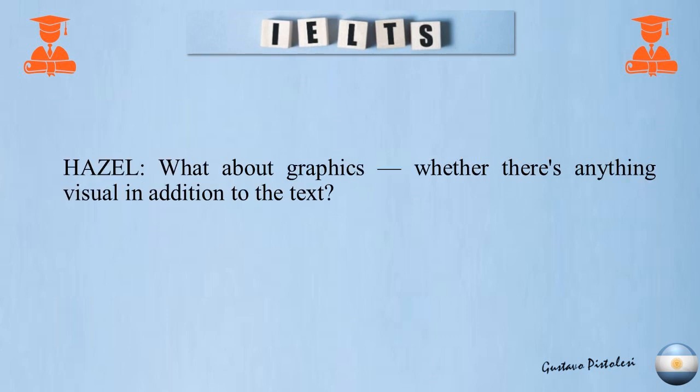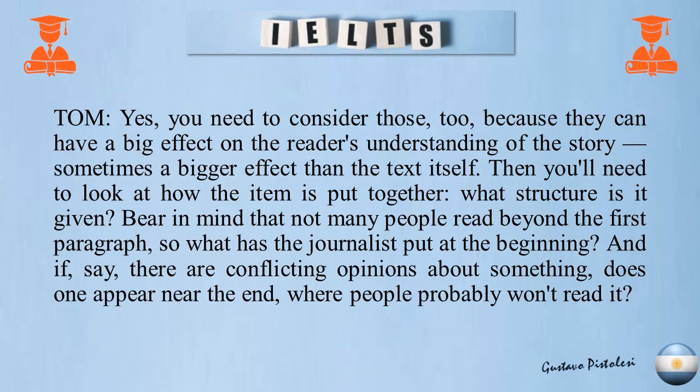What about graphics? Whether there's anything visual in addition to the text? Yes, you need to consider those too, because they can have a big effect on the reader's understanding of the story. Sometimes a bigger effect than the text itself. Then you'll need to look at how the item is put together. What structure is it given? Bear in mind that not many people read beyond the first paragraph. So what has the journalist put at the beginning?